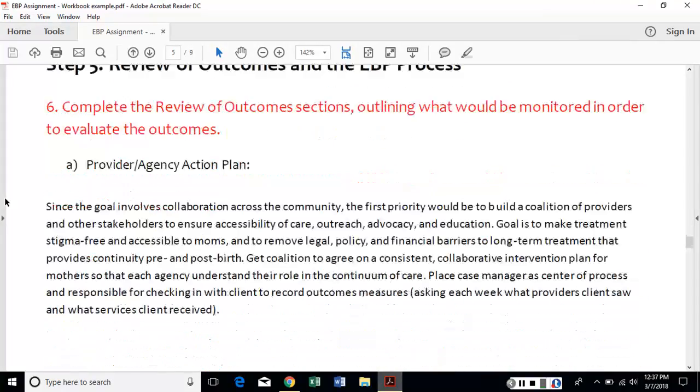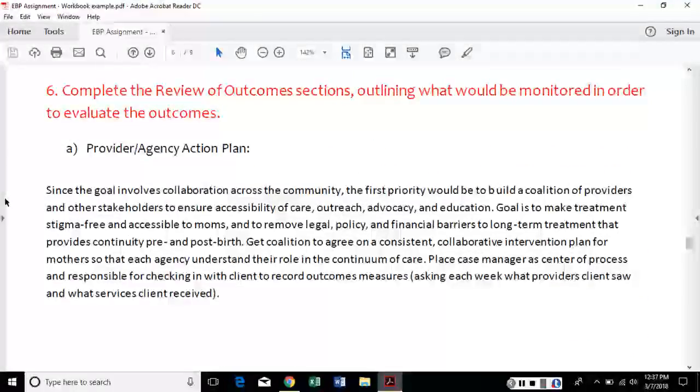From there, we then have to review the outcomes. Anytime that we are trying to answer a question and we actually want to implement this intervention, think about what all we need to be monitoring to evaluate the outcomes. When I talked about the short-term and long-term outcomes previously in class, you need to have a plan in place to actually be able to monitor how your intervention is going.